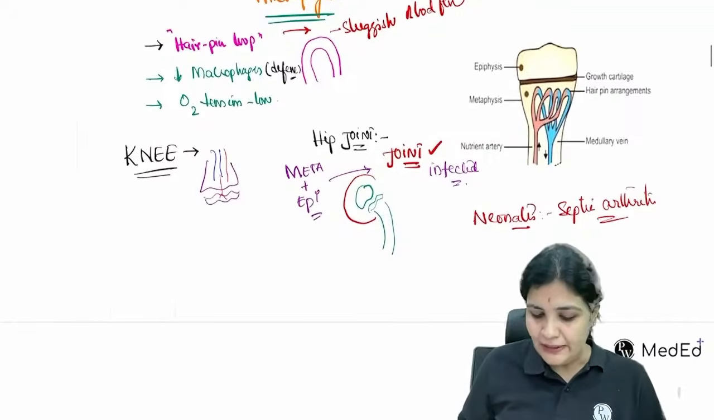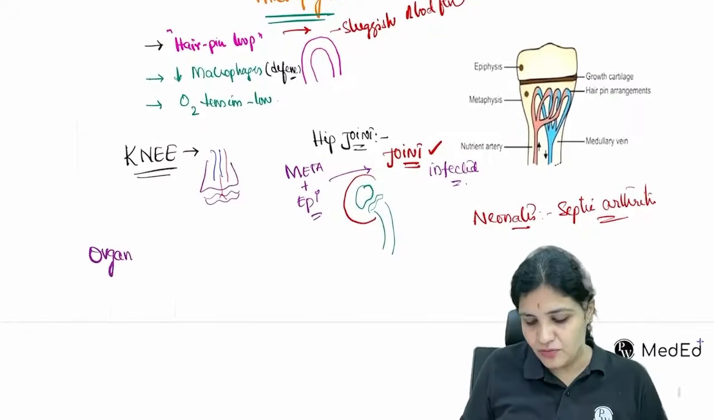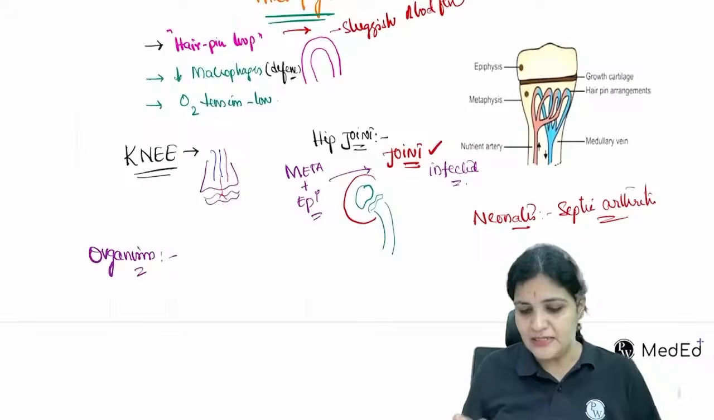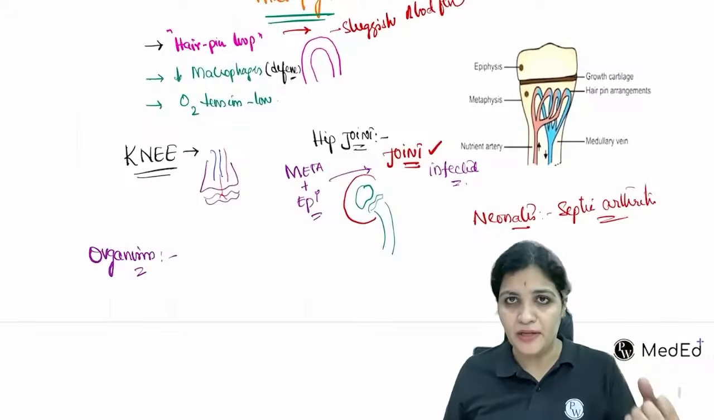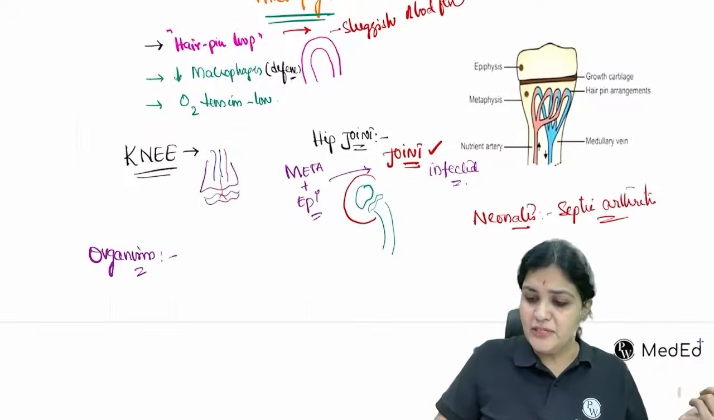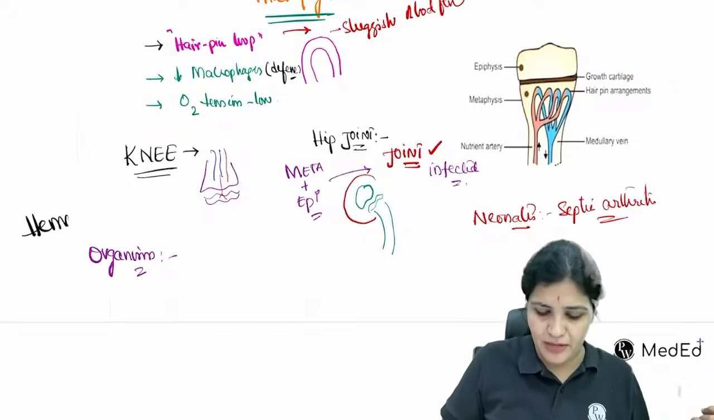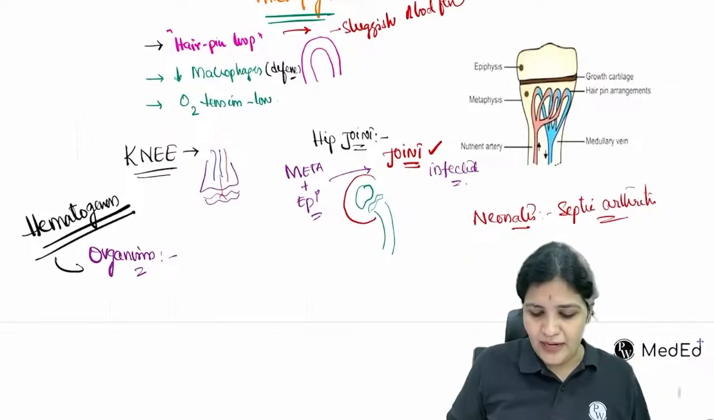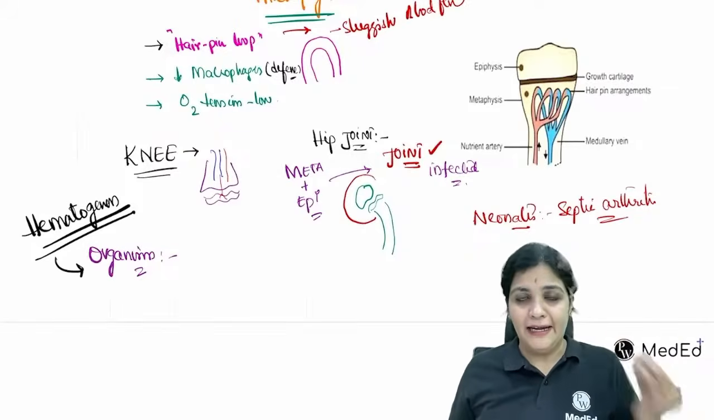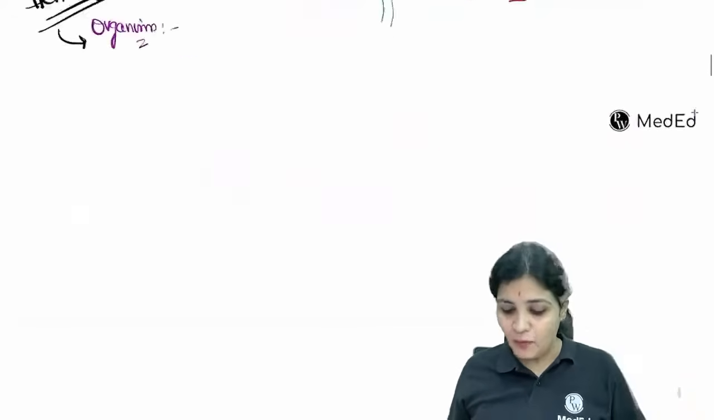Once the organism gets lodged there, it has found its favorite spot, that is the metaphysis. And usually the spread is hematogenous. So you have to remember that through the blood, the organisms enter the bone, and there it thrives and multiplies, and then what does it do?